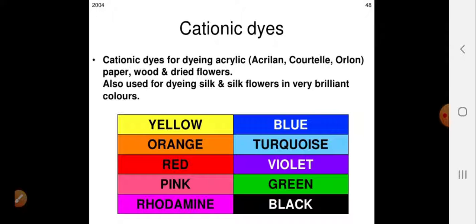So this was about the classification of dyes. We saw various different types of dyes. Here the classification is completed. Now we will see manufacturing of some of these important dyes.